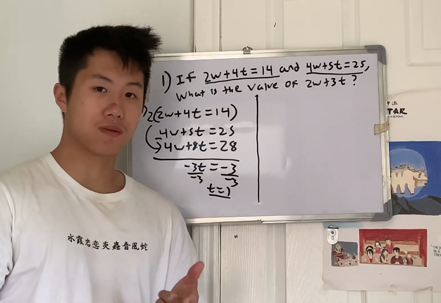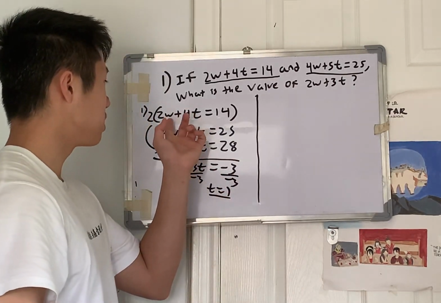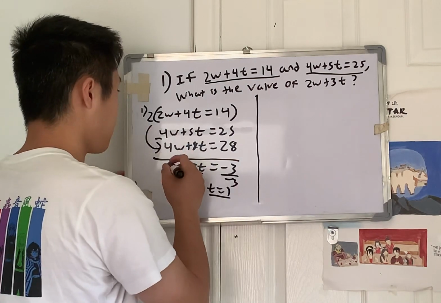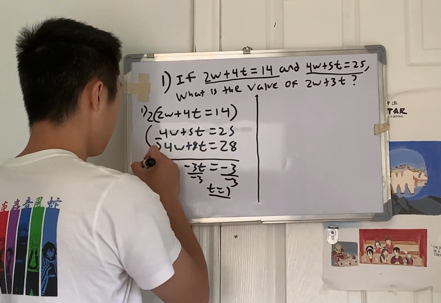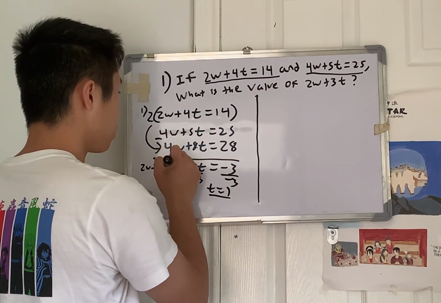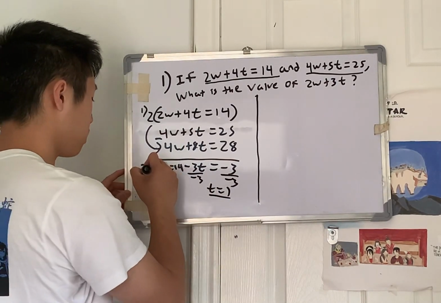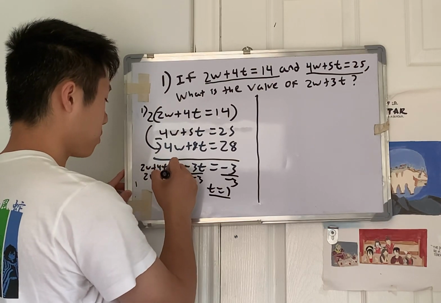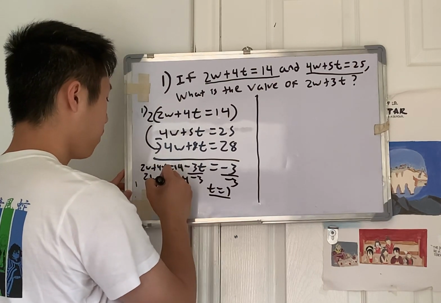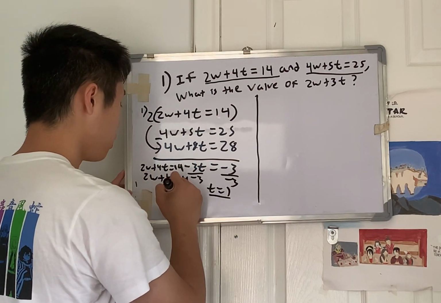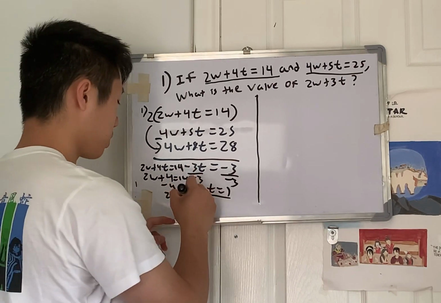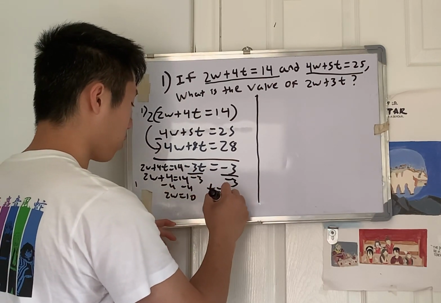Now that I have 1 as the value of t, I substitute it back into one of my equations. So in this case, I have 2w plus 4t equals 14. I substitute t as 1 back, so it gives me 2w plus 4 times 1, which is 4, is equal to 14. Minus 4 on both sides, that gives me 2w is equal to 14 minus 4, which is 10. That leaves me with w is equal to 5.